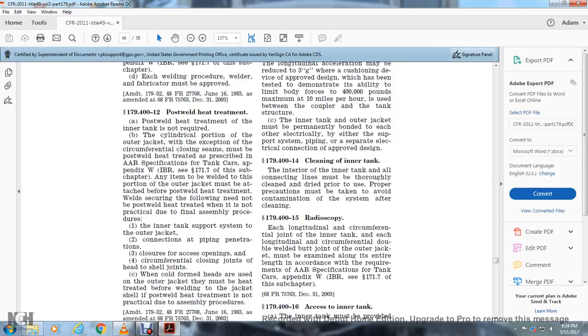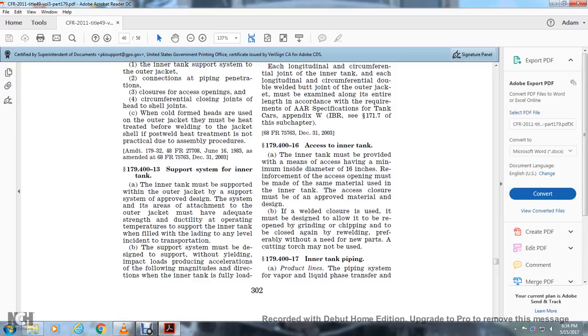179.415, radiography. Each longitudinal and circumferential double welded butt joint of the inner tank, and each longitudinal and circumferential double welded butt joint in the outer jacket, must be examined along its entire length in accordance with the requirements of the AR specification for tank cars, Appendix W.